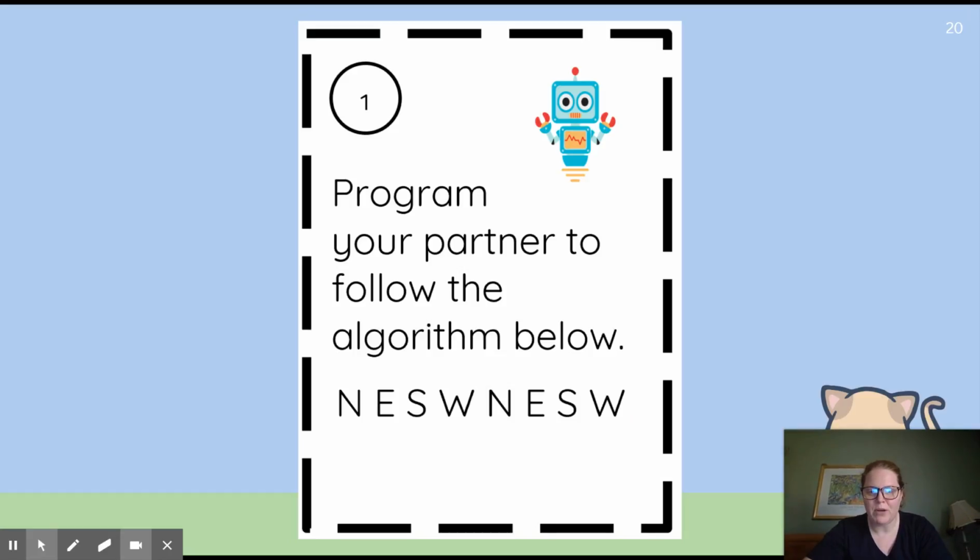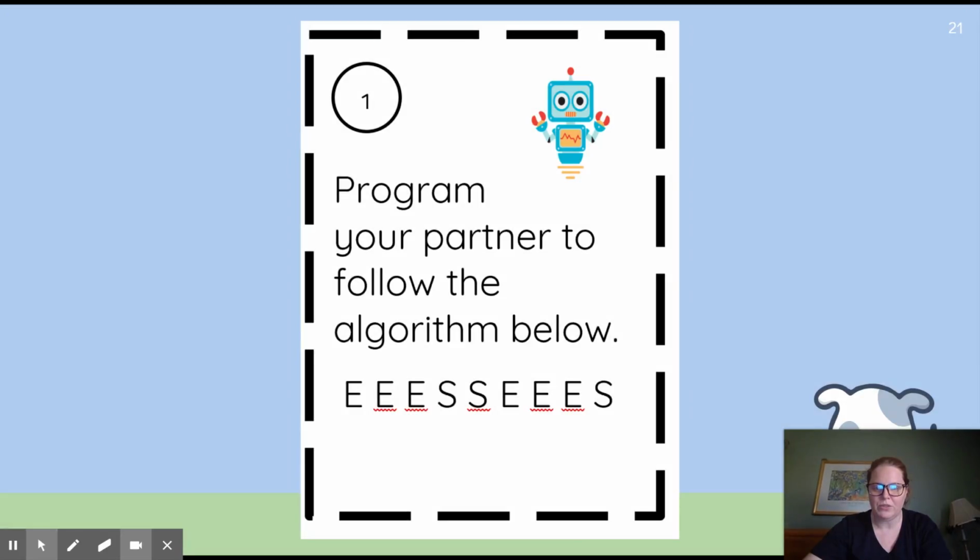So program your partner to go northeast, southwest, northeast, southwest. That sounds like we're going in a circle almost. Northeast, southwest. Almost like the compass rose. Program your partner to go east, east, east, south, south, east, east, east, south.